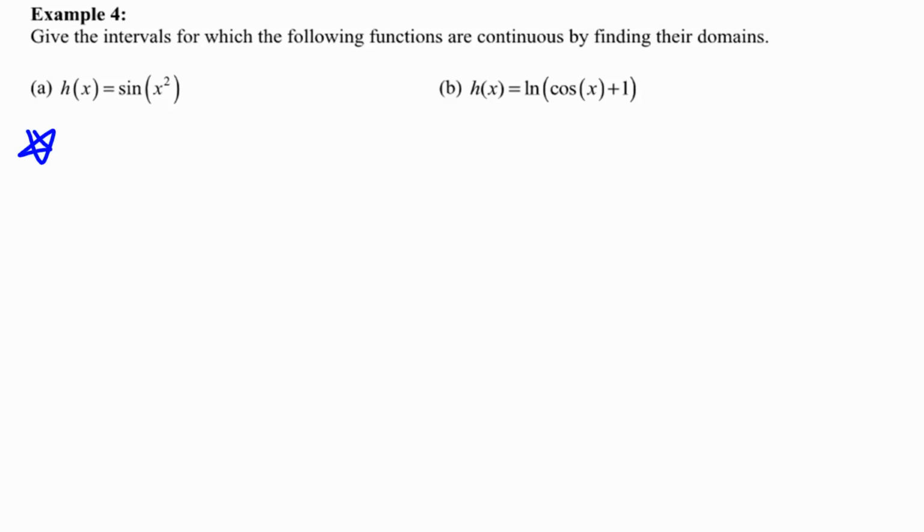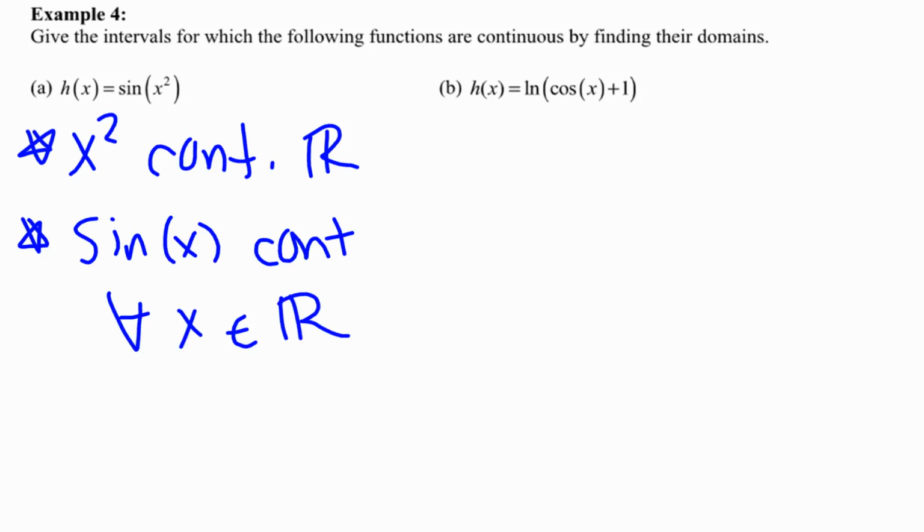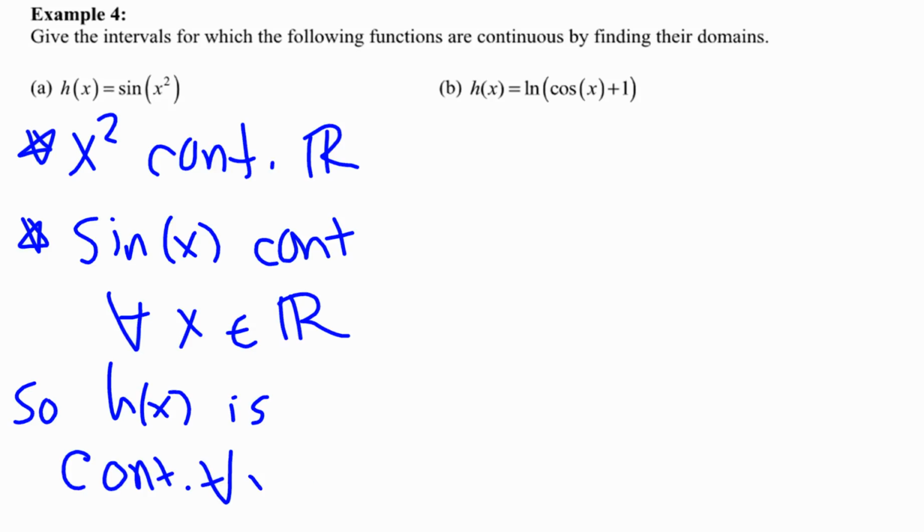In this example, x squared is continuous for all real numbers, and sine is also continuous for all real numbers. So that means that h of x is continuous for all real numbers. Oh, that was simple. This one's a little bit more involved.